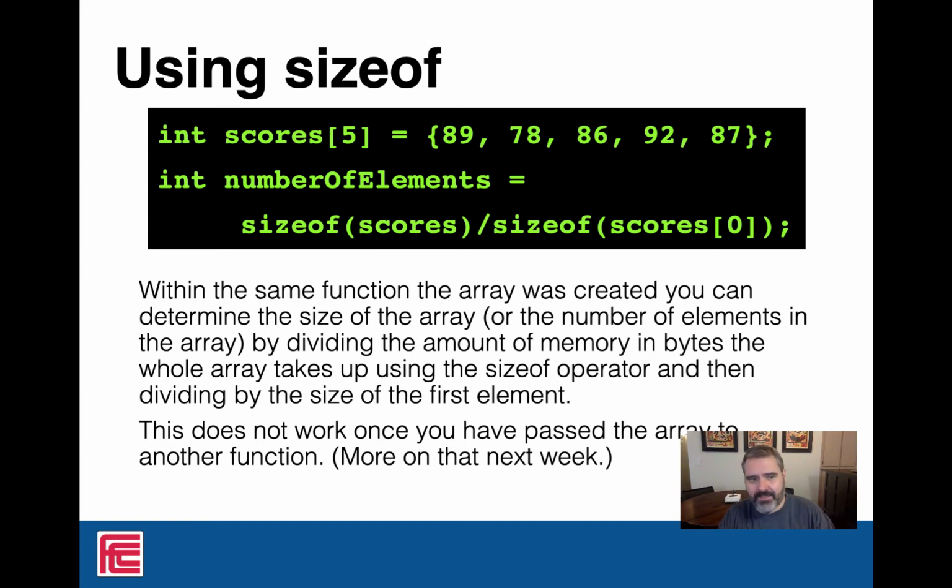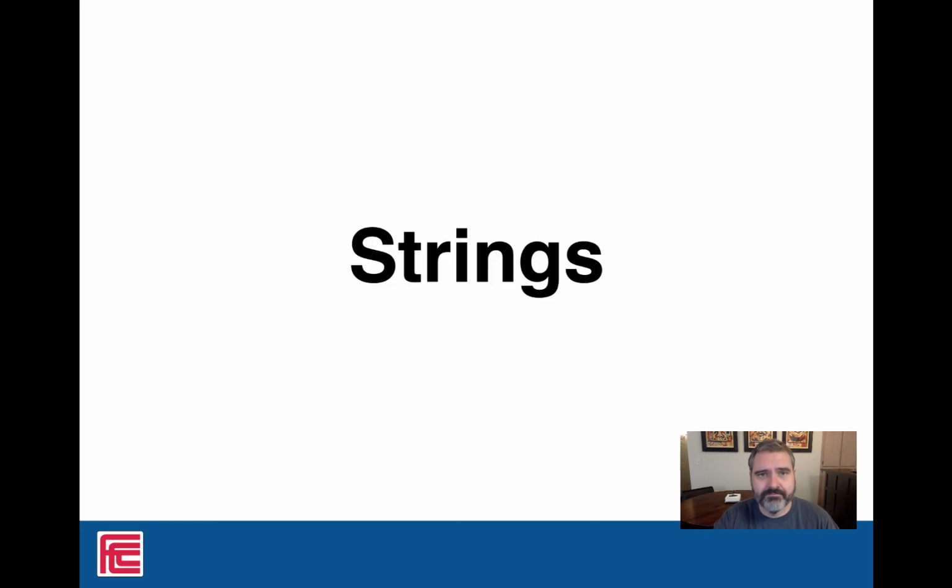You just divide that then by the sizeof scores sub 0, which is the first element, which is only 4 bytes, and 40 divided by 4 is 10. Gives you the number of elements in the array. Again, it's got some limited use. You can kind of flip it. You need to use some skills for it. But for right now, it's a great way to calculate the number of elements in an array.